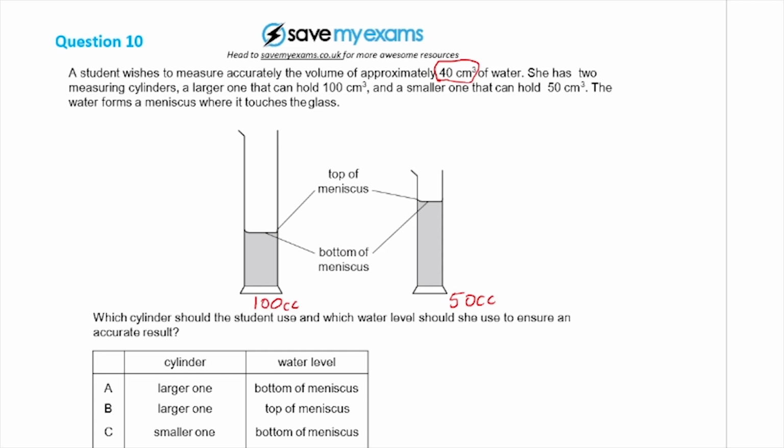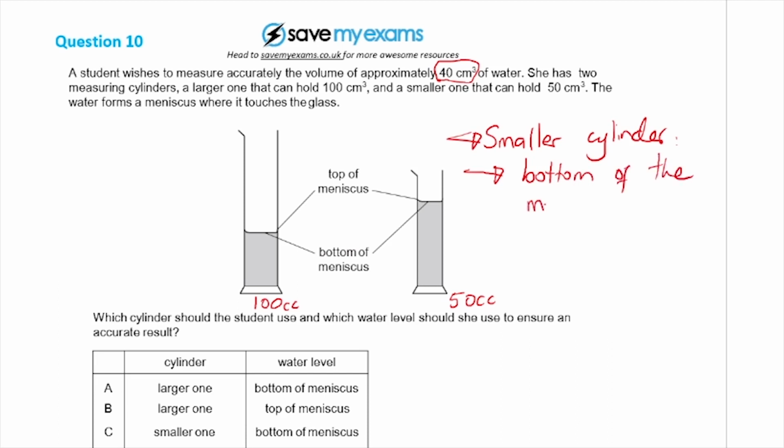Remember, we said that in this case, to get more accurate results, you need to use a smaller cylinder. And on top of using a smaller cylinder, you're supposed to read the bottom of the meniscus. So which cylinder should the student use and which water level should be used to ensure an accurate result? To ensure an accurate result, you need a smaller cylinder. But with the smaller cylinder, you need to be reading the bottom of the meniscus. So meaning the answer is C.